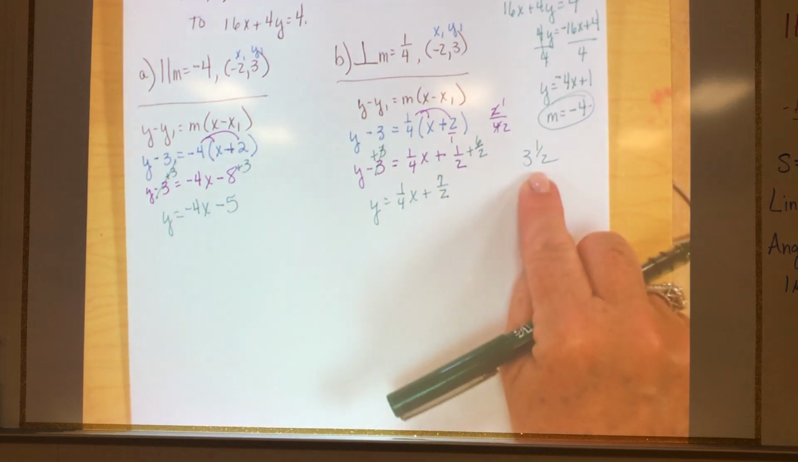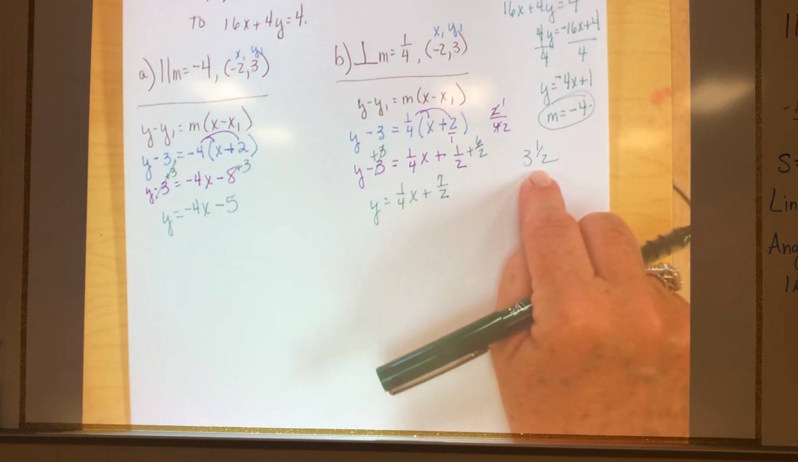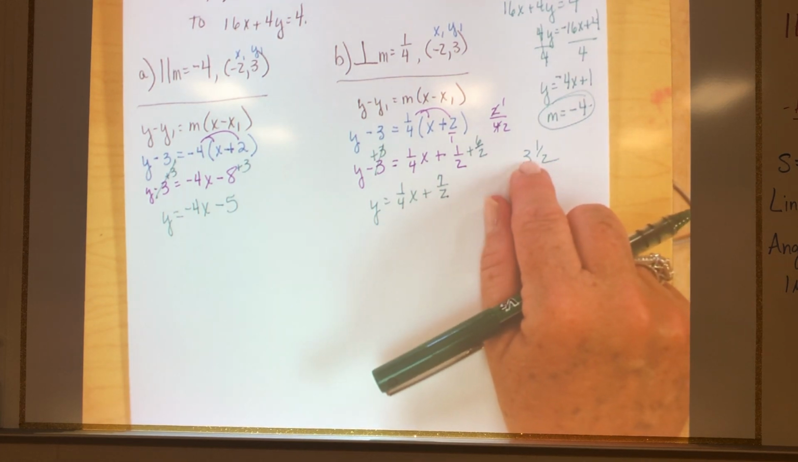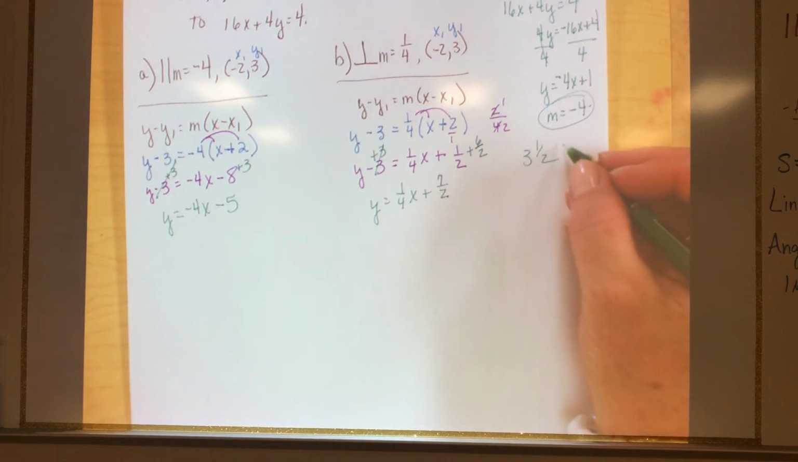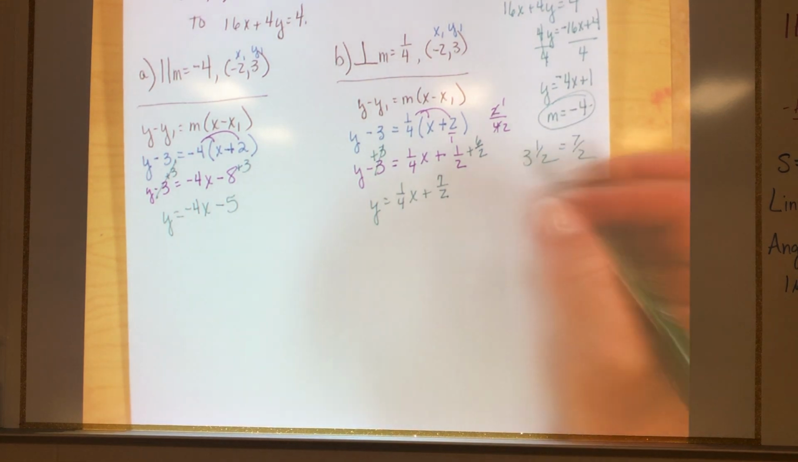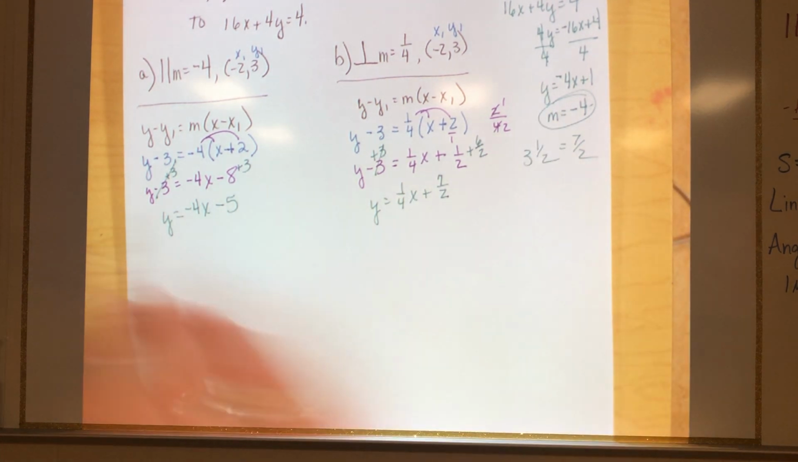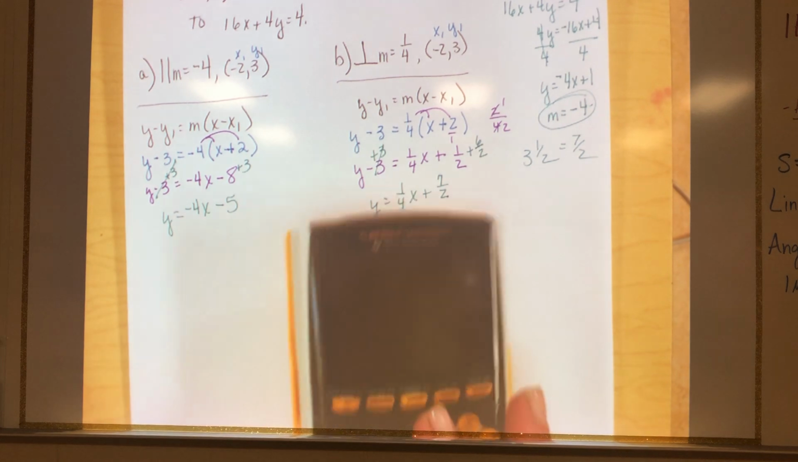Now, do I want mixed numbers? No, so you got to change that to an improper fraction. What's 2 times 3? 6 plus 1 is? 7. So you could have done it like that. Or you could have put the 3 over a 1 and gotten a common denominator. Either way.